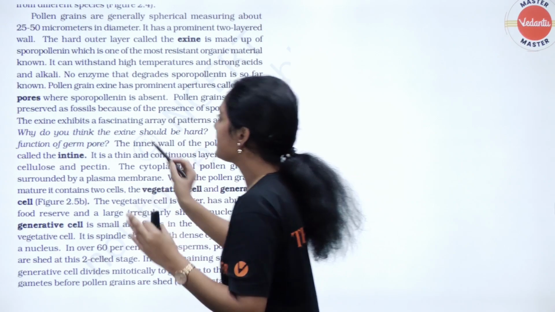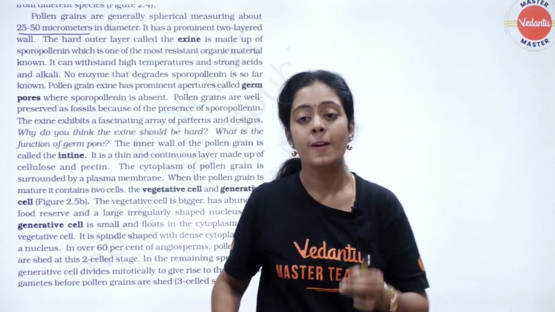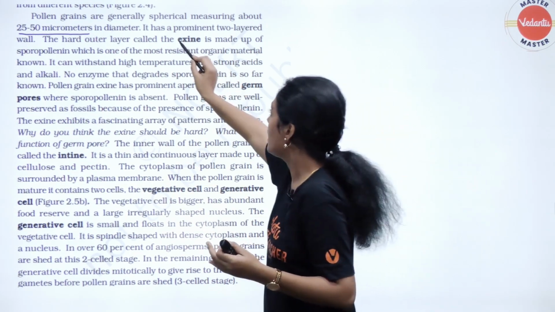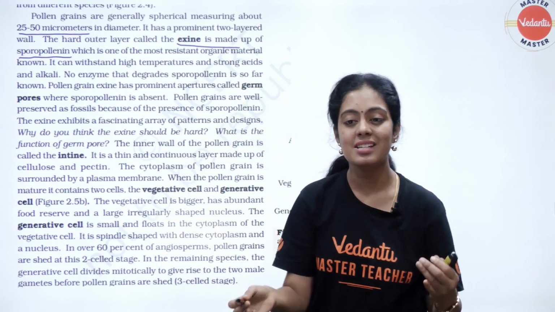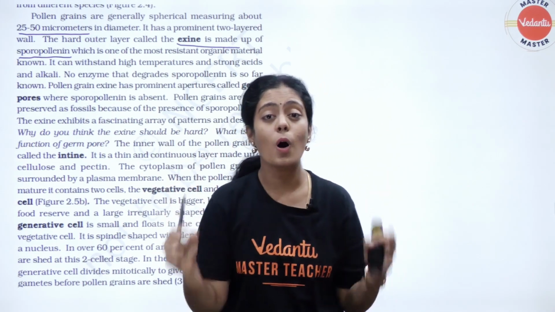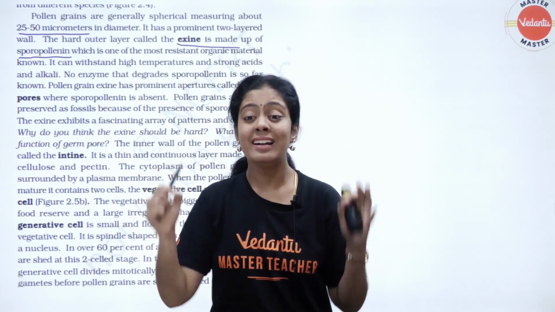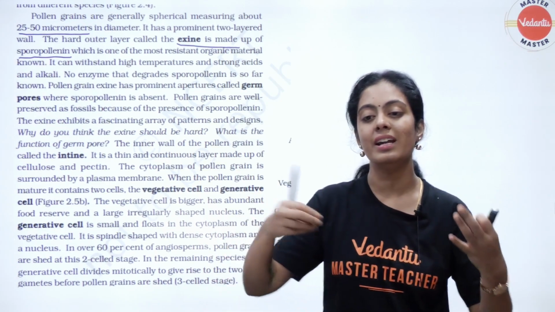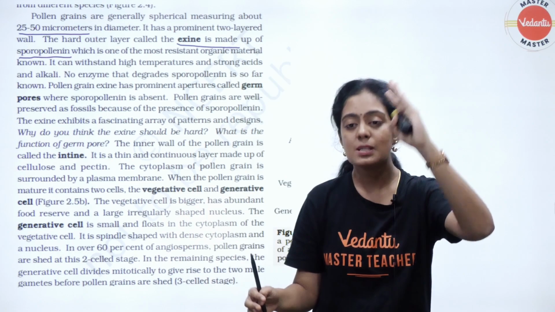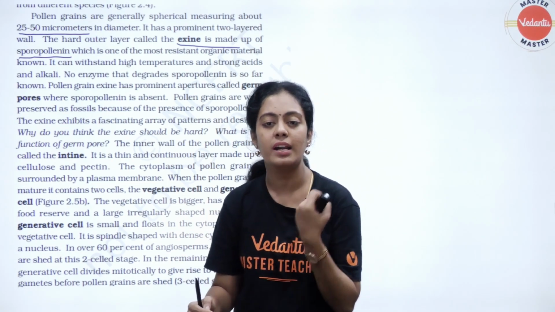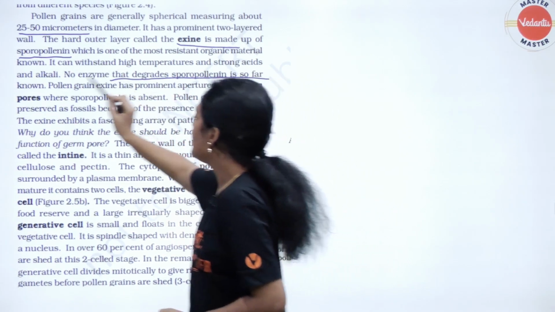Okay, what is the size of your pollen? 25 to 50 micrometer in diameter. It has a hard outer layer called exine. It is made up of sporopollenin. It is the most resistant organic material that is found on earth. Till today we have not discovered any kind of enzyme that could break this sporopollenin. No enzyme that degrades sporopollenin is so far known.